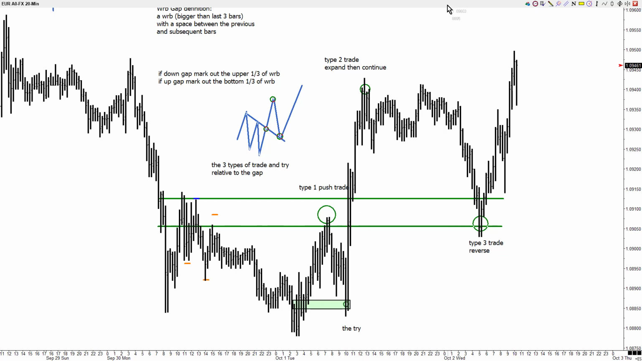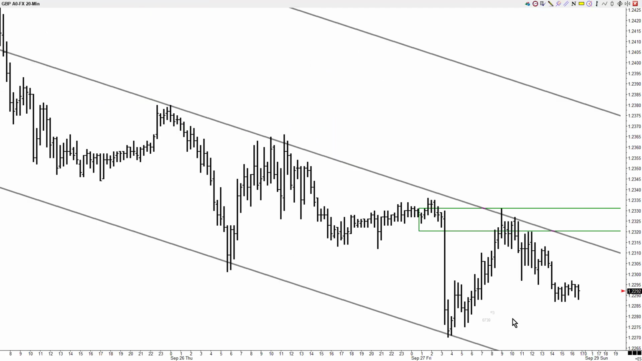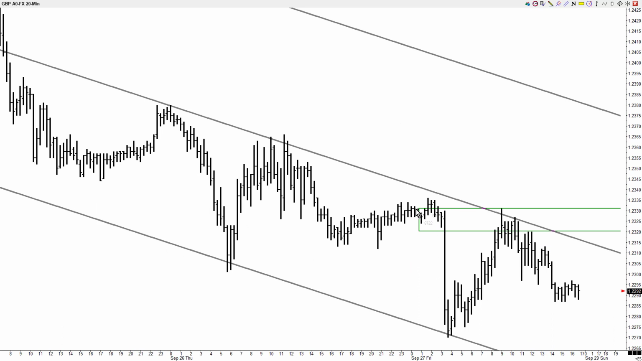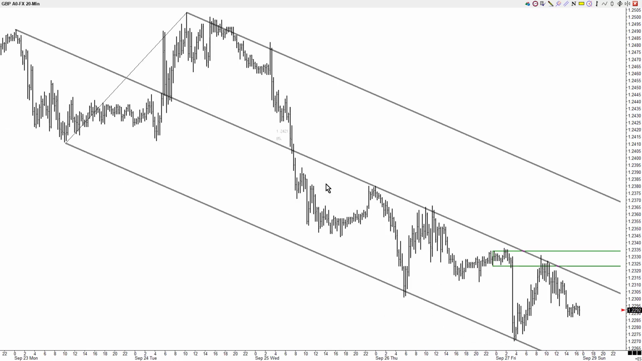Alright, so let's look at what we did in the pound. So this is where we left the pound in the last post over the weekend. We identified the gap, and just notice it's the biggest, baddest, ugliest thing. It's easy to identify. Wide range bar, it's bigger than the last 3 bars. With a space, right? See, it's a gap, just slid right through. And then we mark it like so. So let's see what happened. I'm combining this with the median line we were using.